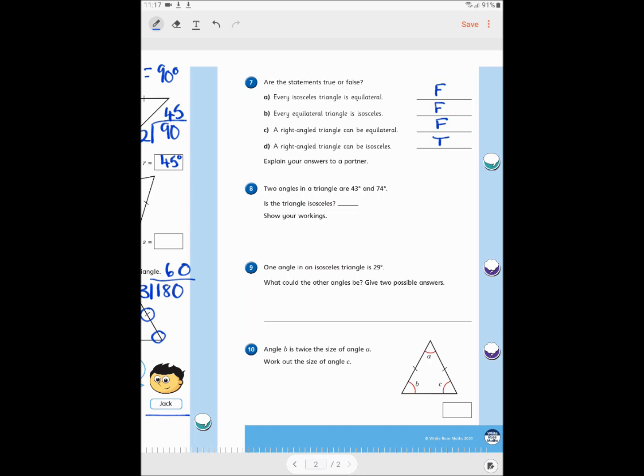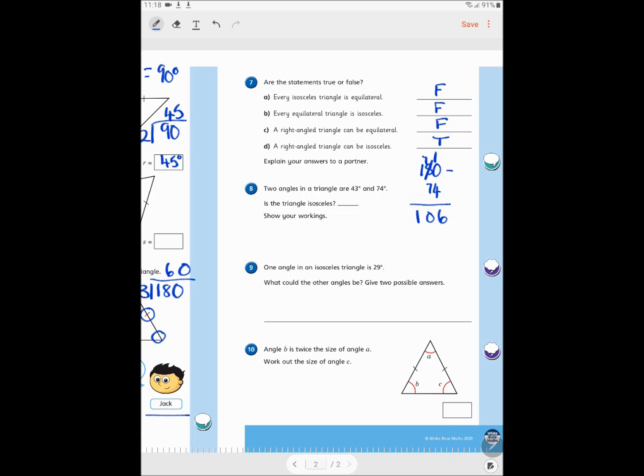Two angles in a triangle of 43 and 74. Is the triangle isosceles? Right, so we can actually have a look at this. Now, we know we've got 180 inside a triangle. Let's take the 74 away. So 0 take away 4 can't do, so I'm going to exchange it. 7 take away 7 gives me that. 1 take away nothing is 1. So I've got 106 in total.